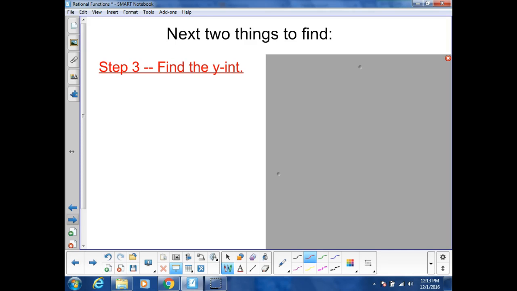Alright? So, today, we're going to go on to step number 3. Okay? Step 3 is find the y-intercept. So, with your extensive mathematical knowledge, how do I find, or first off, what is the y-intercept, or how do I find the y-intercept? One of the 2. I don't care. It's where x equals 0.